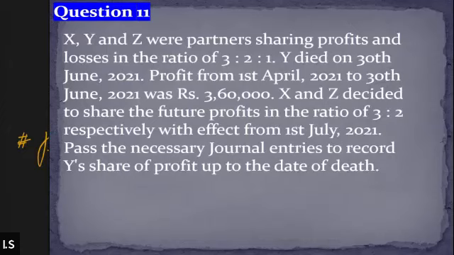X, Y, and Z were partners sharing profit and loss in the ratio of 3 to 2 to 1. Y died on 30th June 2021. Profit for the first year till 30th June is already given and calculated, 3,60,000. X and Z decided to share the future profit in the ratio of 3 to 2 respectively with effect from 1st July 2021. Pass the necessary general entries to record Y's share of profit only up to the date of death.